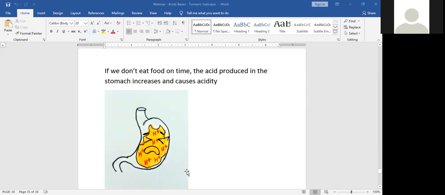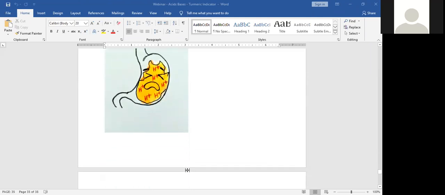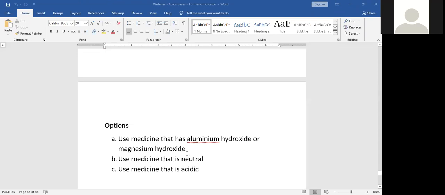Okay, I'll just show the options. Use medicine that has aluminum hydroxide or magnesium hydroxide, use medicine that is neutral, use medicine that is acidic in nature.